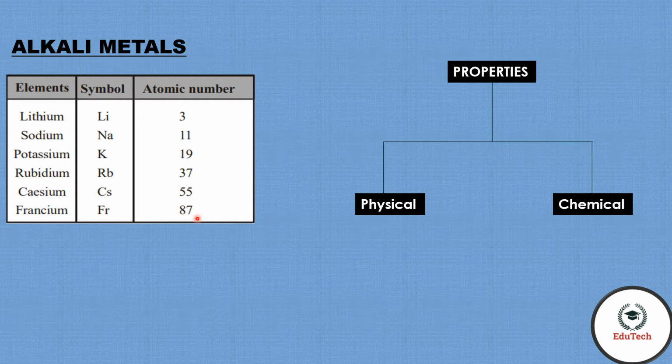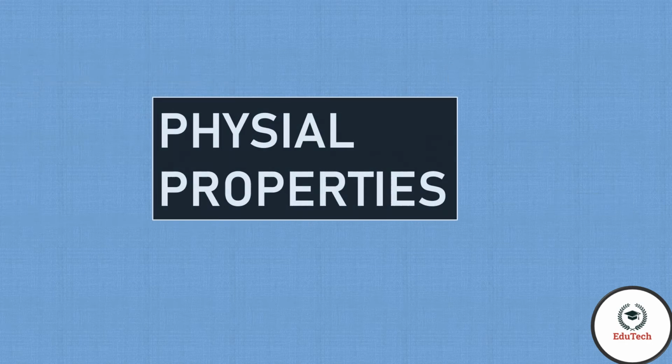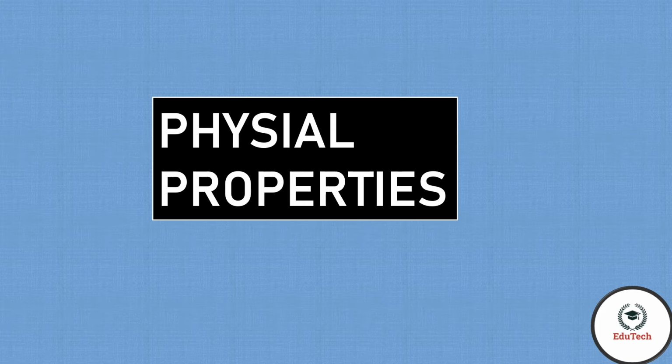Now we can see about the properties. Properties are classified into two types. First one is physical property and second is chemical property. We can see about them now. First we can see about the physical properties.